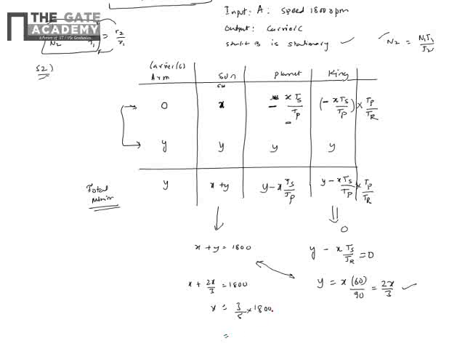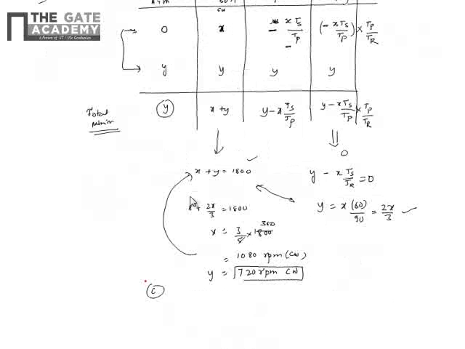So 3 by 5 of 1800 is 1080 rpm, that is x, and when I substitute this here, I get y as 720 rpm clockwise, the same direction as the 1800. Now what is asked is to find the speed and the direction of carrier C. Carrier C is basically the arm, and its speed is y, so that is 720 clockwise. So the answer is option C for the first part.